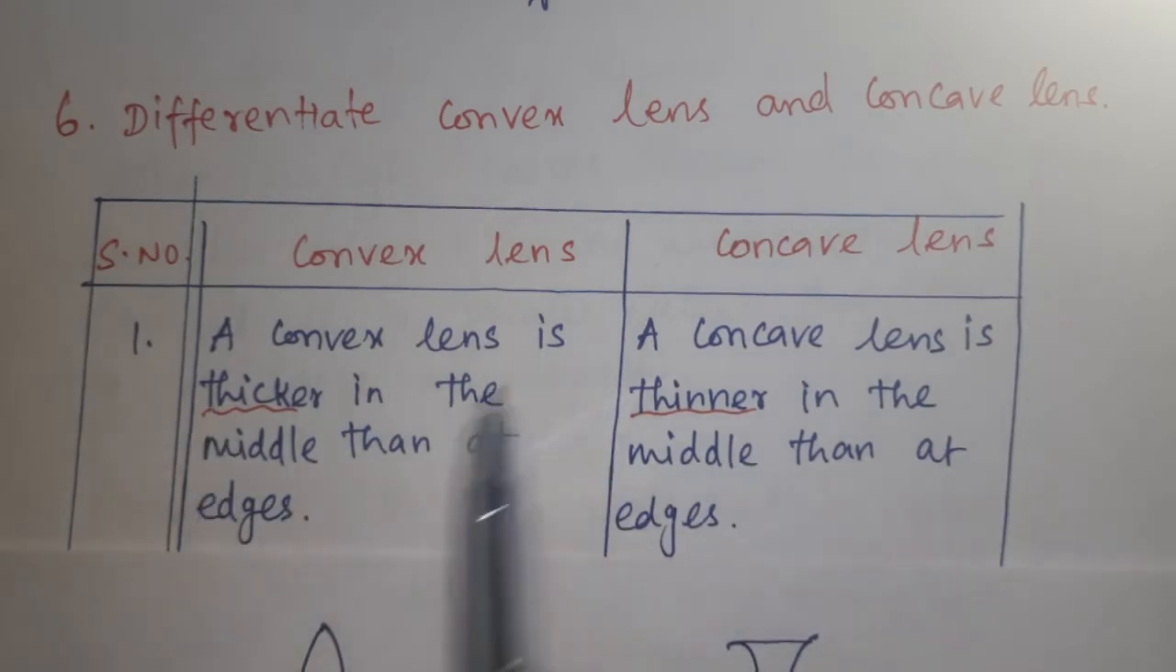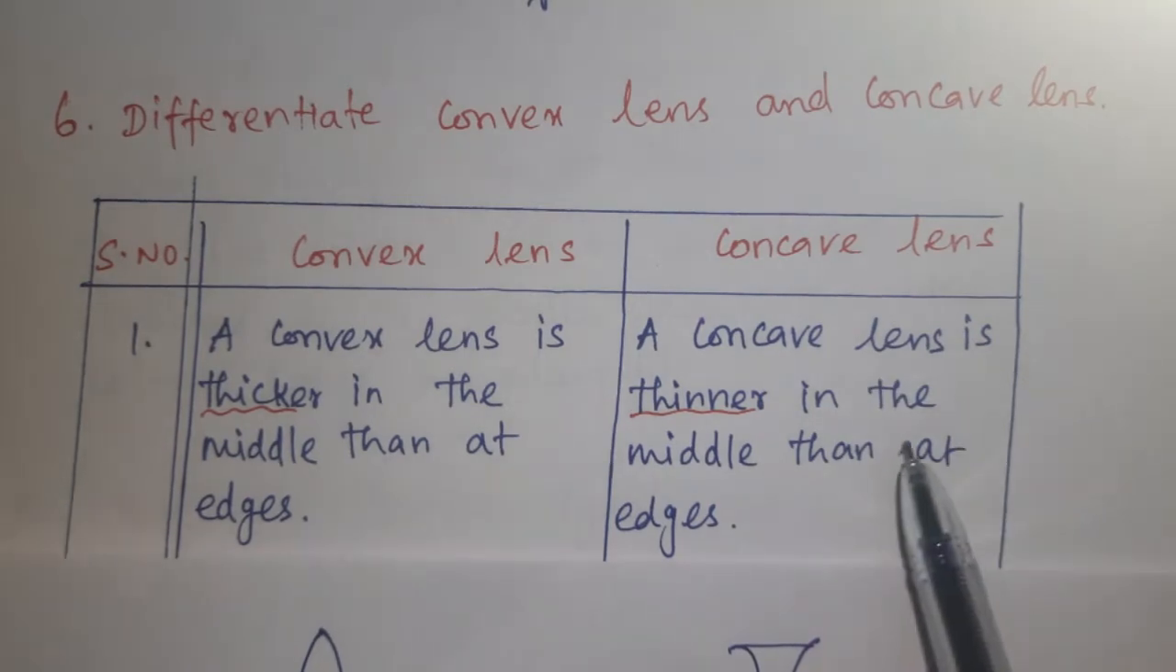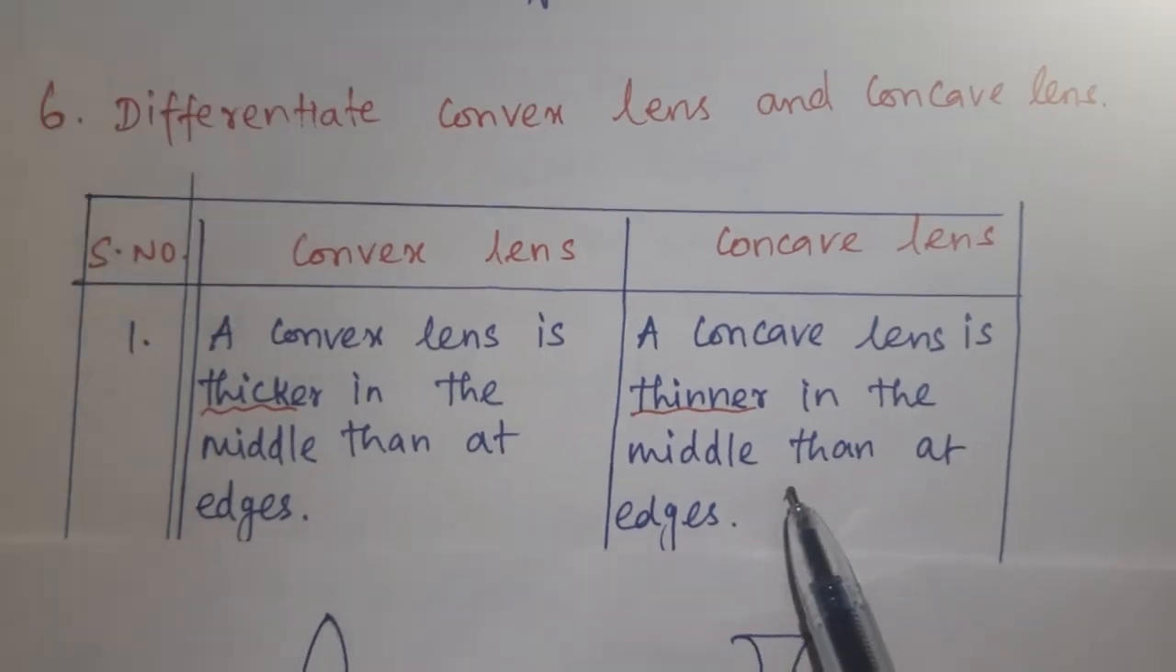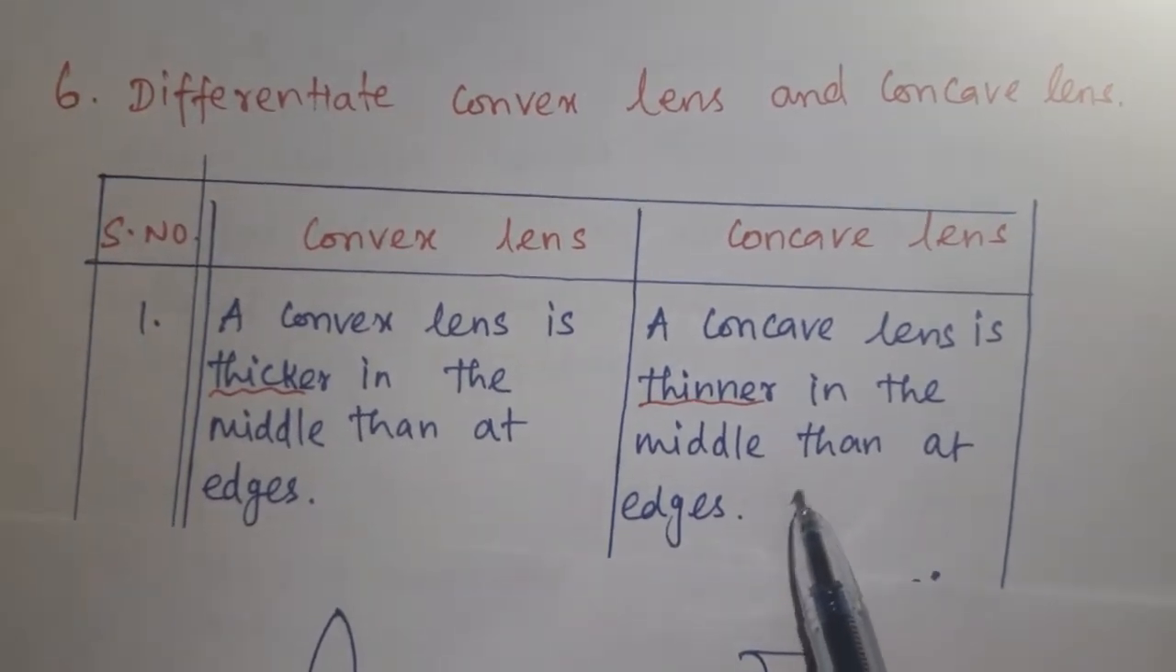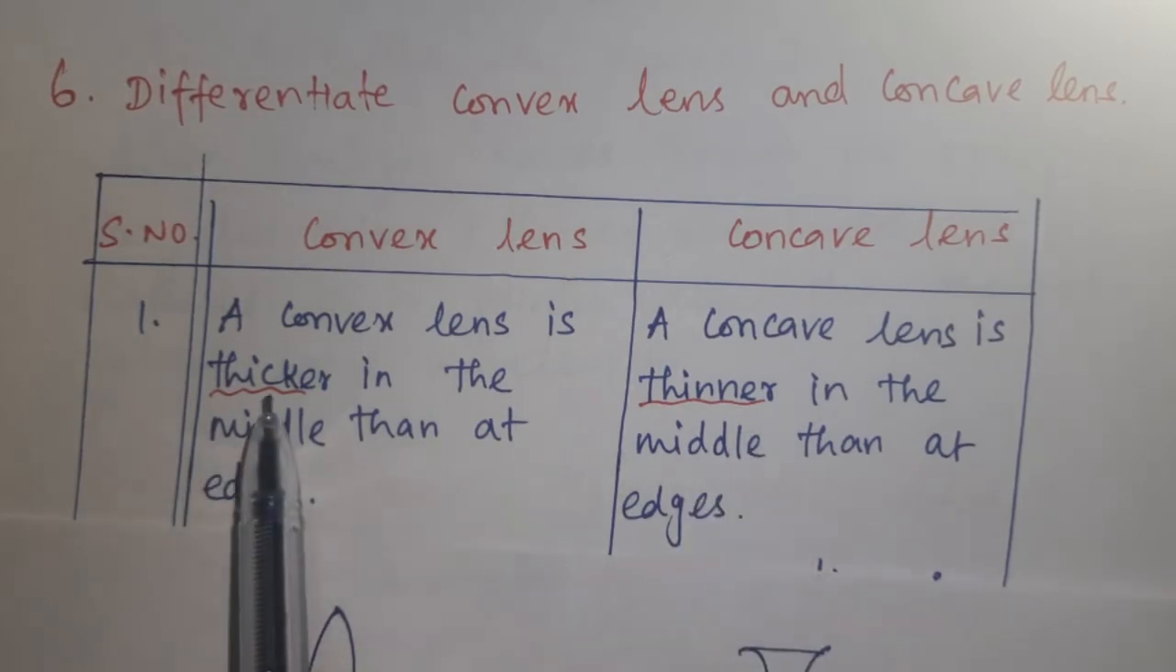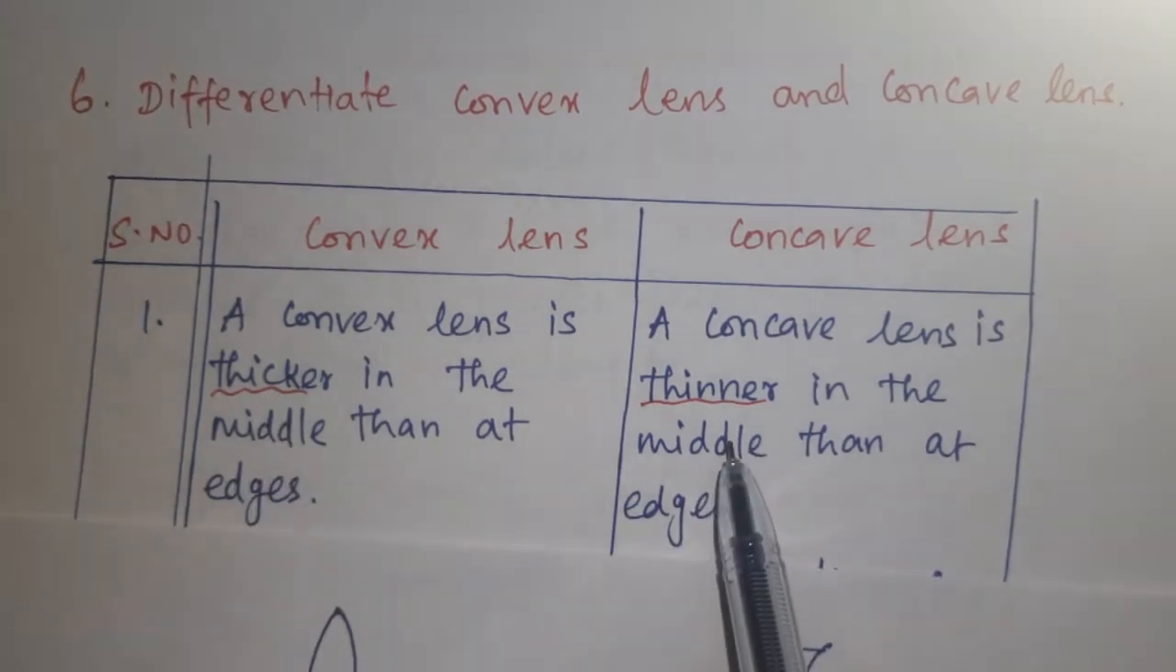A convex lens is thicker in the middle than at the edges. A concave lens is thinner in the middle than at the edges. So there is only one small difference. This is the thicker one, this is the thinner one.